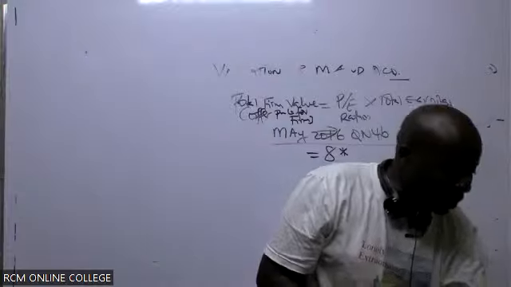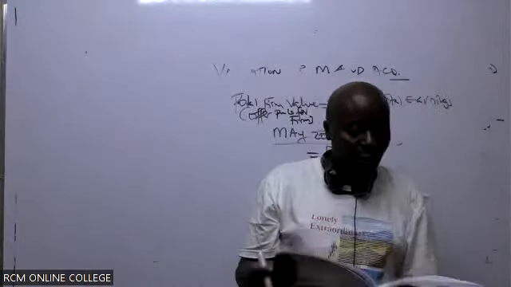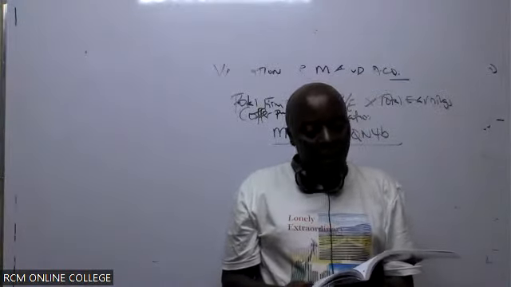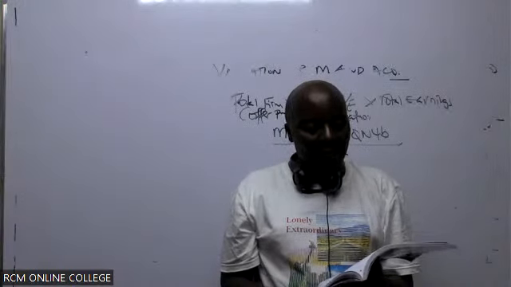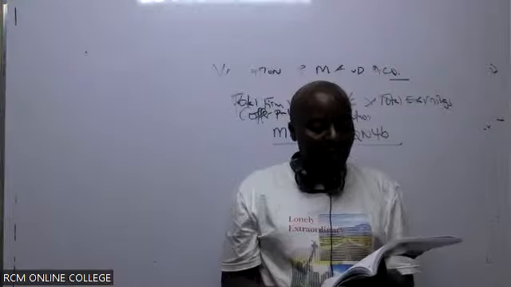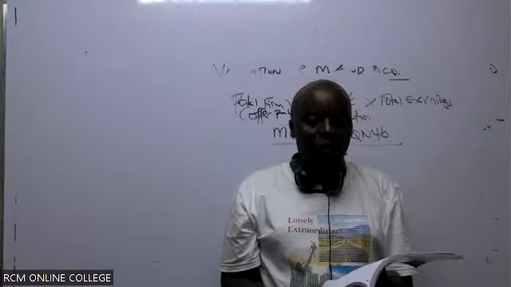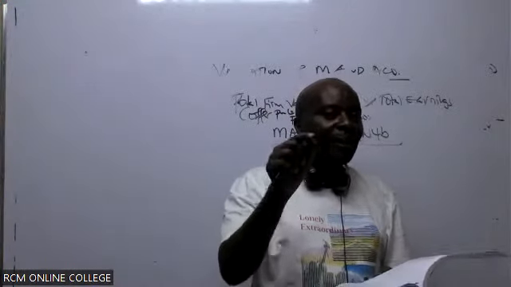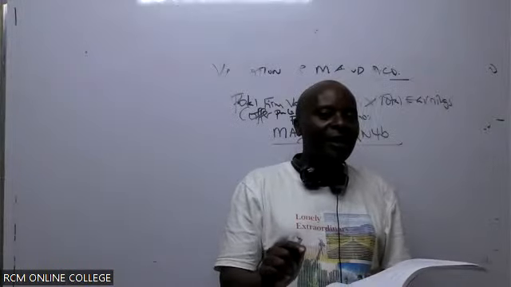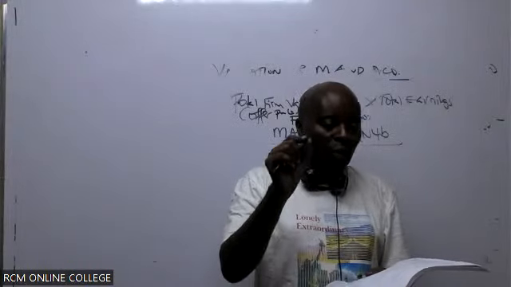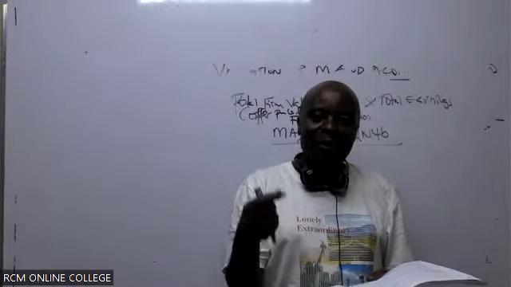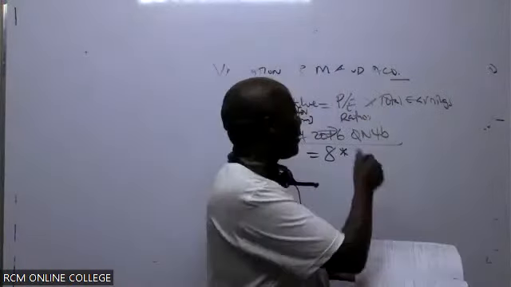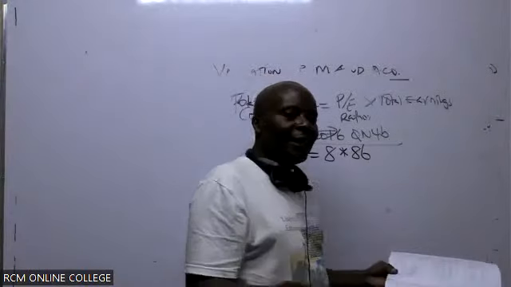Let's read the question. We are told here, Huge Limited intends to take over Tiny Limited, another company in the same industry. Tiny Limited is expected to post earnings of 86 million next year. So they're basically giving us the total earnings. The total earnings of the firm that they want us to acquire is 86.